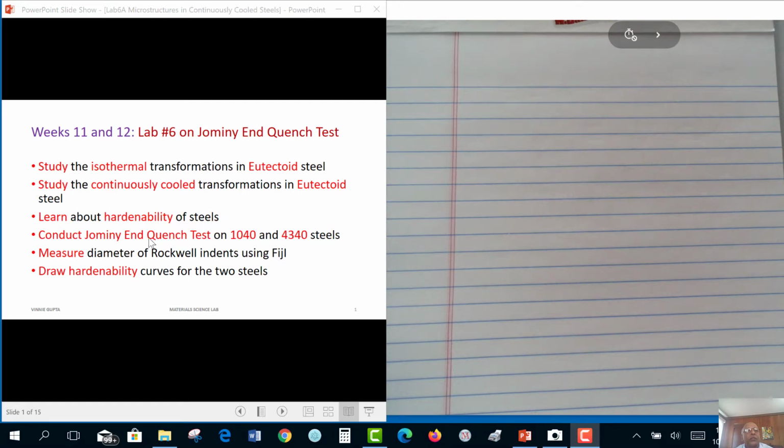Then we are going to conduct the Jominy end quench test on two steels, a plain carbon steel and a medium alloyed steel. And on those, we have done Rockwell hardness testing. So you're going to measure the diameter of those Rockwell indents using Fiji and draw hardenability curves for the two steels.